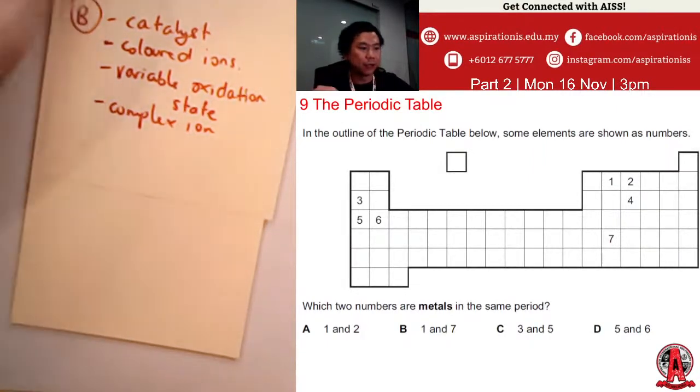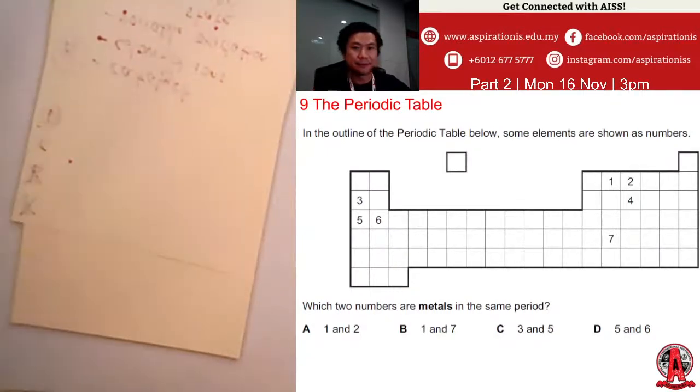Next question. Show me your answers. Wow, that's very quick, Rohan. Yeah. So, yes, in the same period means same row. So very good. And metals are on the left. So metals are on the left, non-metals are on the right. Okay. So yes, the answer is D. Alright. So because we choose the ones on the left and on the same row. Okay. So yeah. Moving on.